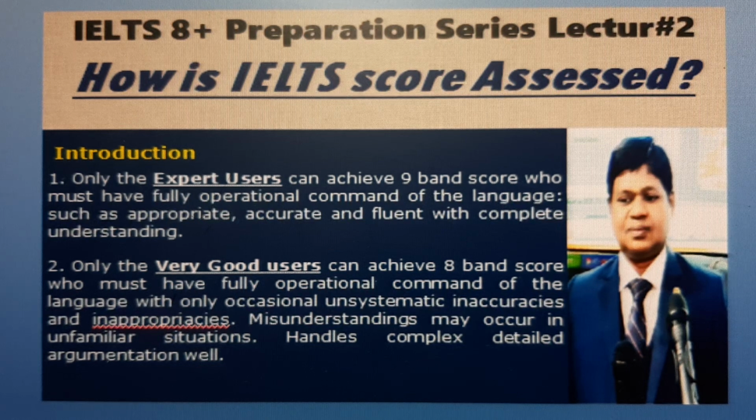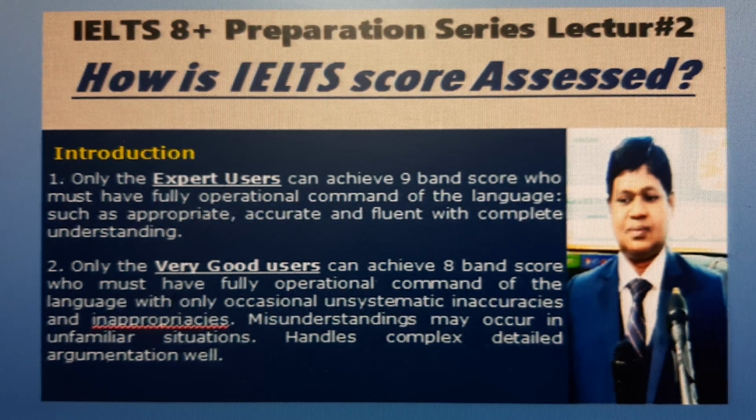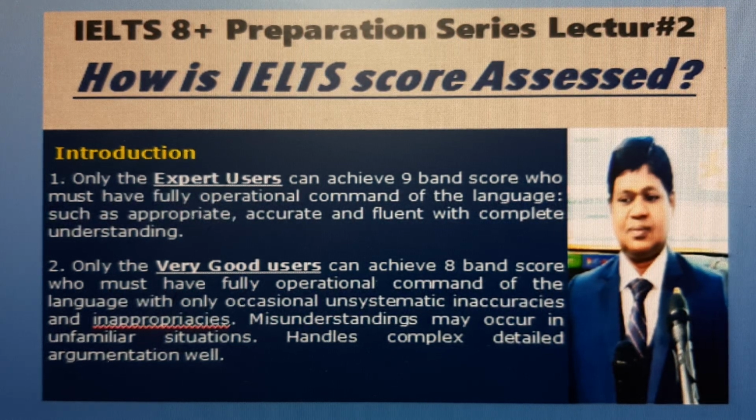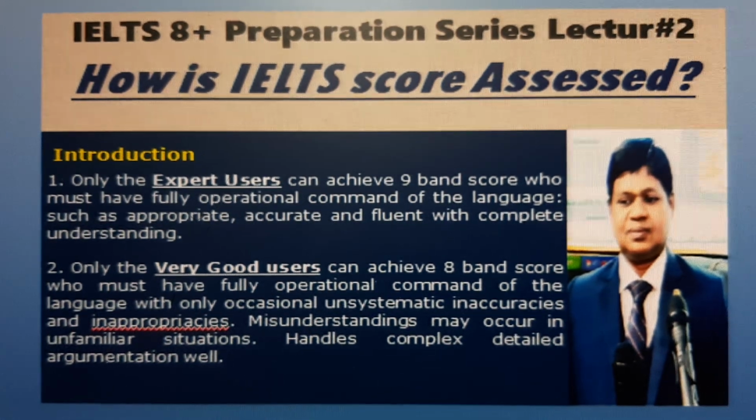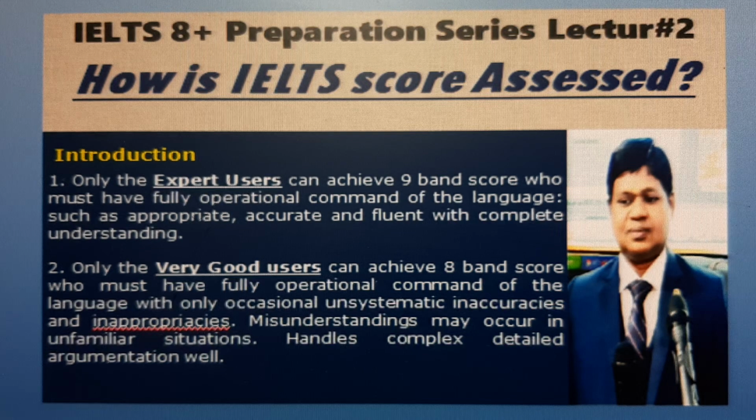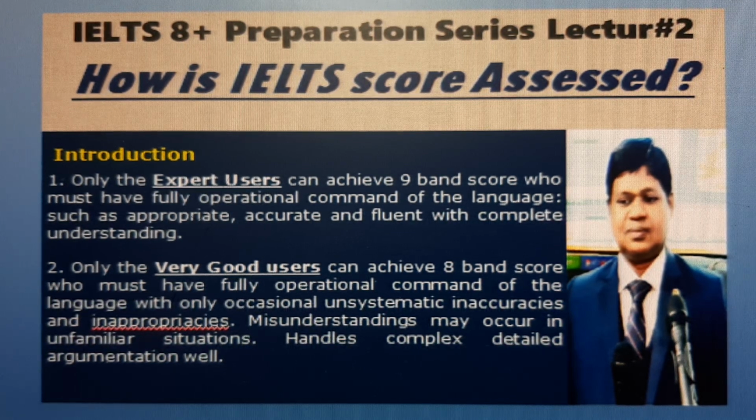If the average ends with a fraction below 0.25 or 0.75, the overall score is rounded down. You will be given a score from 1 to 9 band for each part of the test: listening, reading, writing, and speaking. The average produces your overall band score.